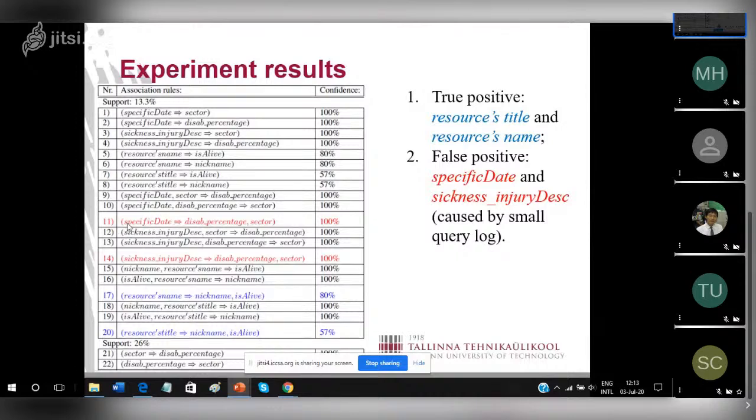These are marked in red in the picture, but this was a false positive, specific date and sickness injury description. The reason for the false positive was that we experimented on a very small query log which contained 30 queries. As I said, market basket analysis assumes that the sales transaction database should be very big.